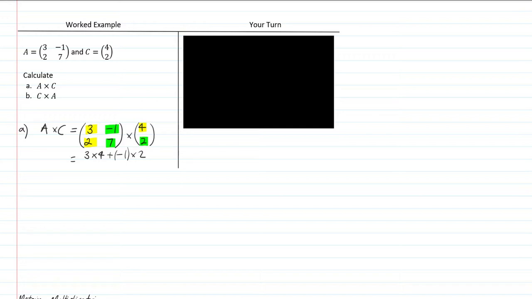And again with a plus. So 2 times 4 plus 7 times 2, bracket, and I can simplify this. 3 times 4 is 12, minus 2 is 10, 2 times 4 is 8, plus 14 is 22. So there's the result of A times C. And that's all good, and that's all we need to do.